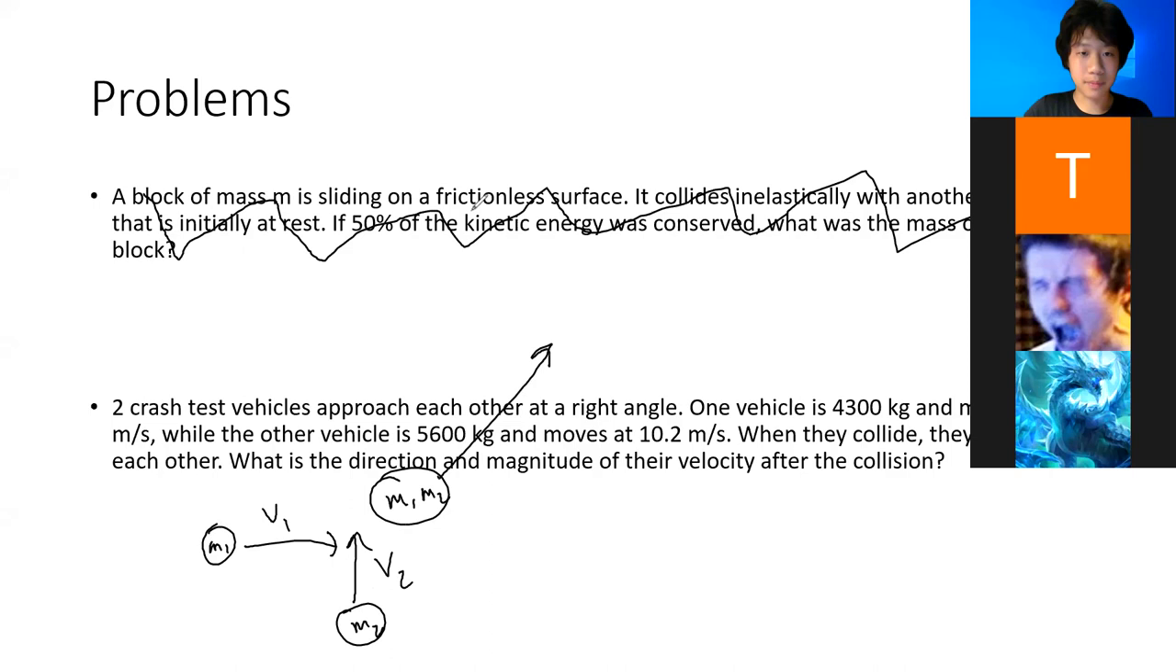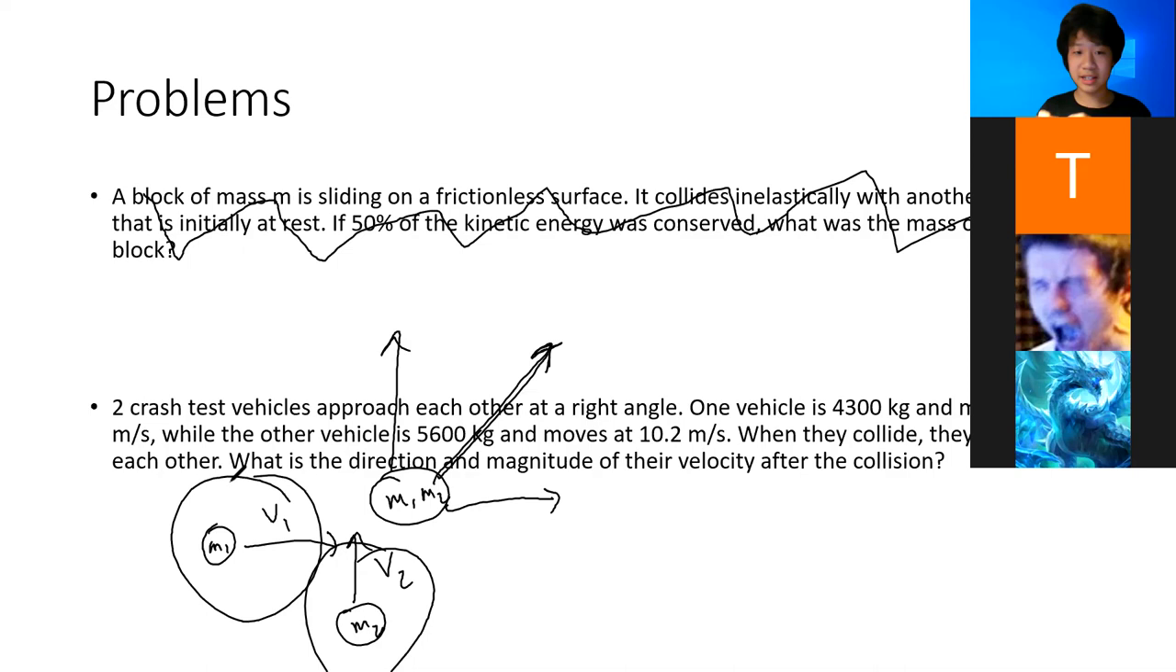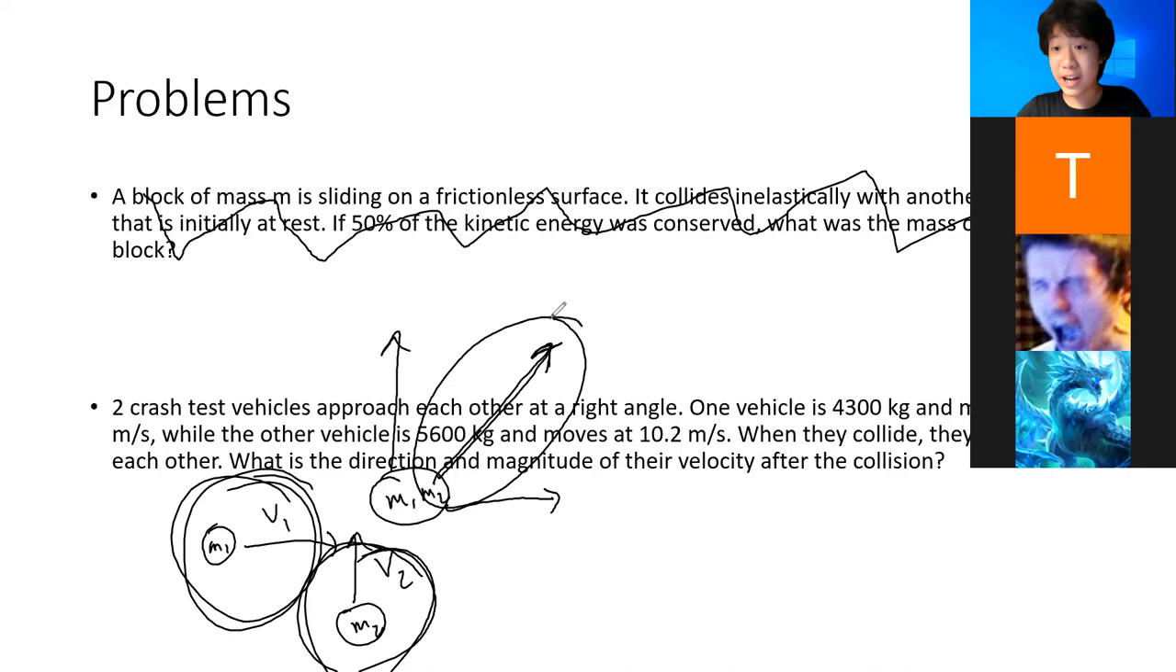This M1, M2 blob has two components of momentum. It has a horizontal and a vertical component. Okay? And these horizontal and vertical components are given by M2, V2 and M1, V1. And these two momentum vectors added together will create the final momentum vector. So we need to add these two momentum vectors together, and they will equal the final momentum vector, and then we can use that to find our velocity.